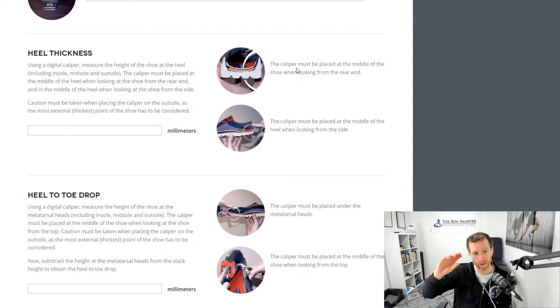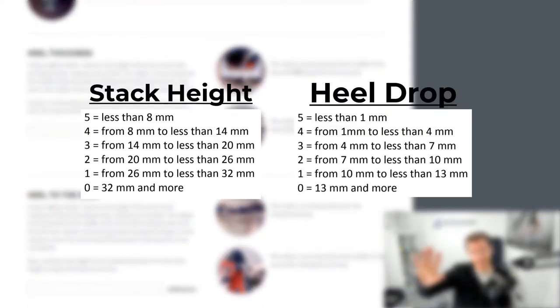If you decide to do that, you can just plug in those values. And when it comes to a calculator, you just type in those mils of the heel thickness and also the heel drop. Or if you want to do that manually, the values are seen here. And then we can move on to category number 5.